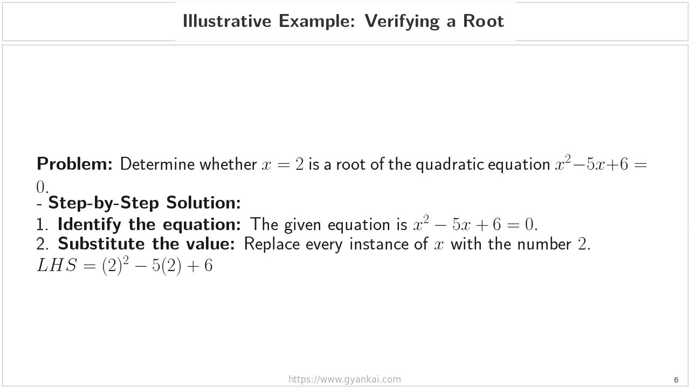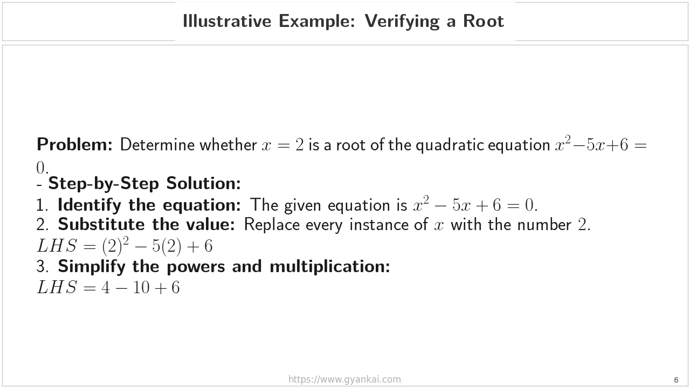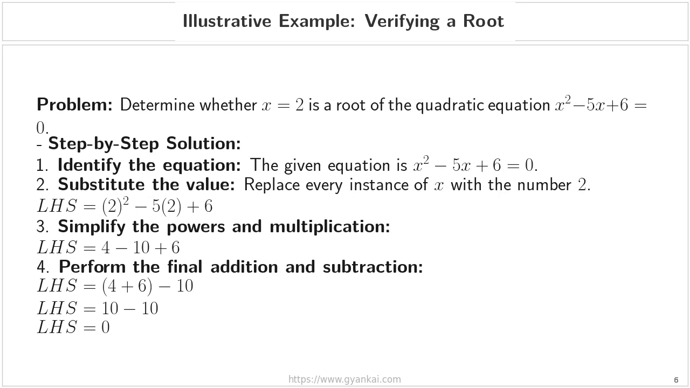As we learned in the previous slides, to check if a value is a root, we must replace every instance of the variable x with our chosen number, which is 2. This gives us the left-hand side, or LHS, as 2 squared minus 5 times 2 plus 6. Third, we simplify the powers and the multiplication. Calculating 2 squared gives us 4, and 5 times 2 gives us 10. So, our expression simplifies to 4 minus 10 plus 6. Fourth, we perform the final addition and subtraction.